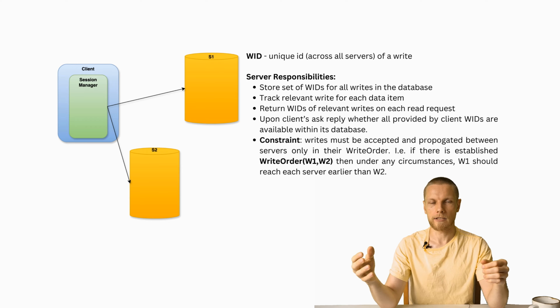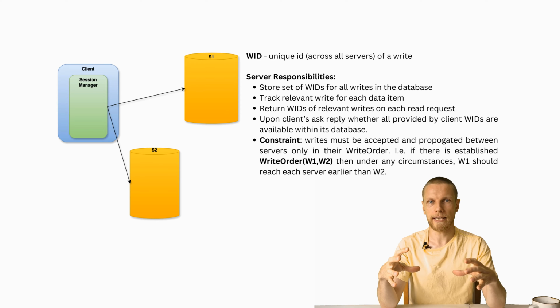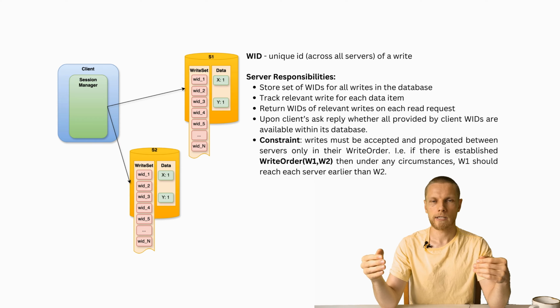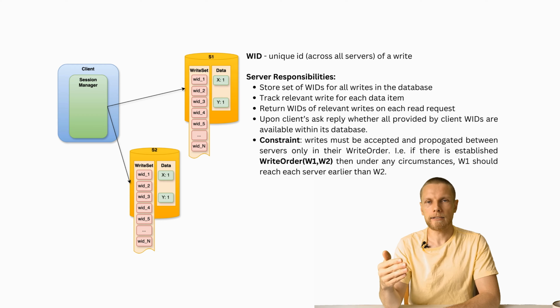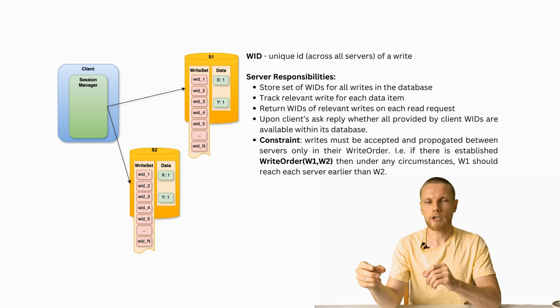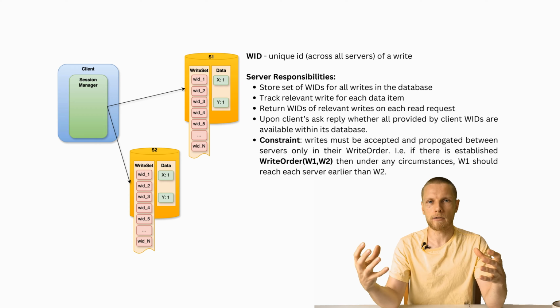It's obvious that a server must store the data, but apart from that, the server must also store write IDs of all the data items. Apart from that, the server needs to provide an interface so that the client could ask if the server has some specific set of writes. And finally, there is a constraint that all writes must be accepted and propagated across all servers in the specific order they were initially made, which is called write order.